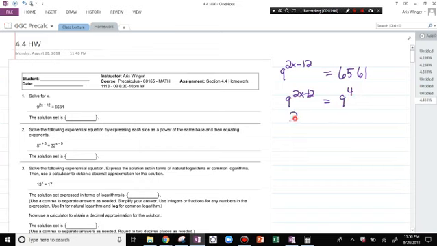Now that the bases are equal, then that means that the powers are the same, and we are off to the races. 2x is equal to 16, x is equal to 8. Just put an 8 in here without the x equals.